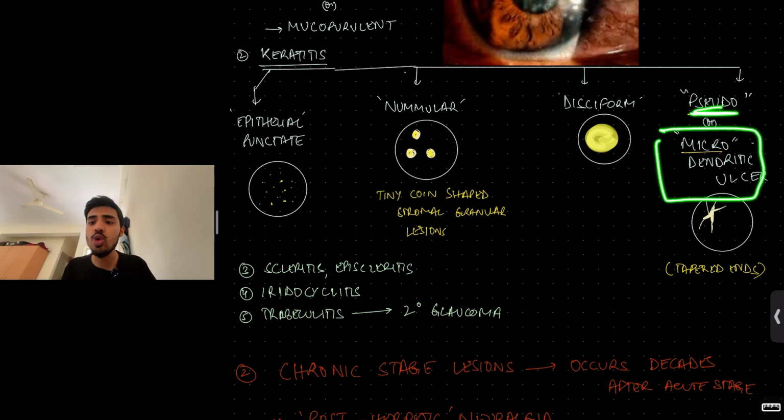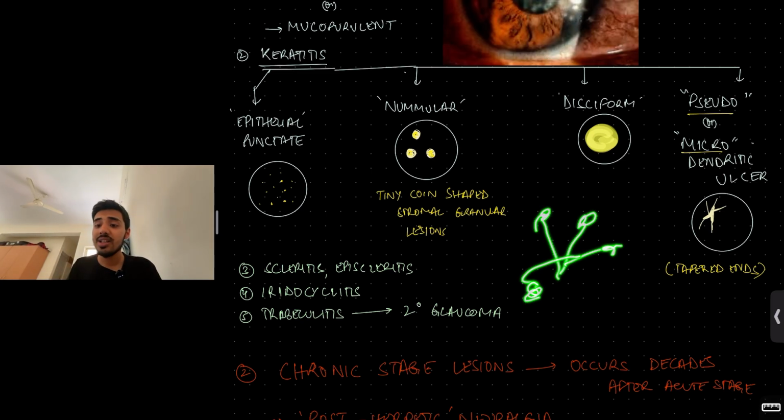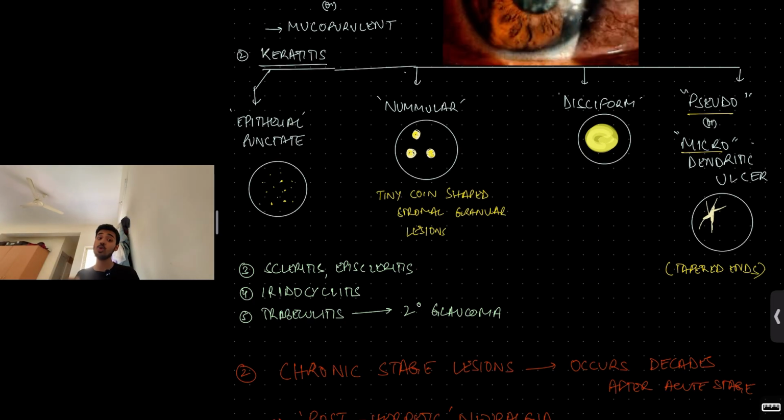Why is it known as pseudodendritic ulcer? See, dendritic ulcer is seen in herpes simplex virus, where the dendrites have knobbed ends. Here, the dendrites have tapered ends. So, because they have tapered ends, they are not true dendrites. Because of that, there is pseudodendritic ulcer.